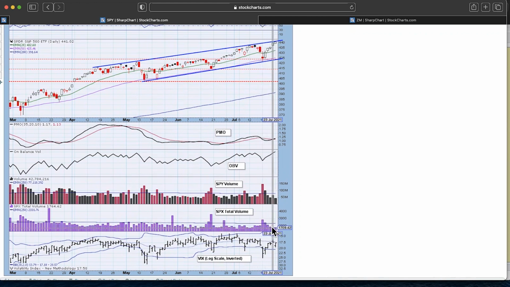It just tells me that interest is either not there to the degree it was before, or it just tells me that there might be too many people on the sidelines, which tells me there could be some distribution coming ahead.